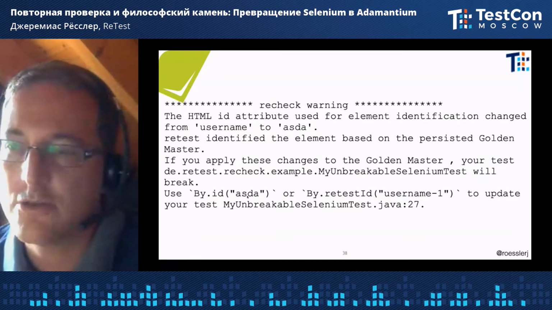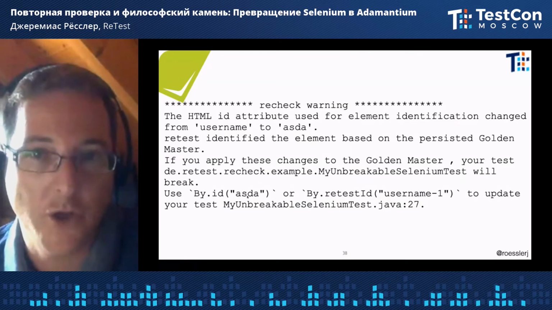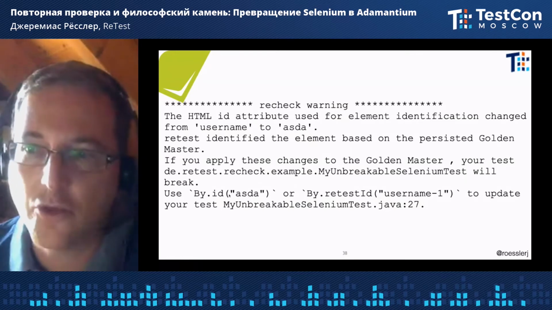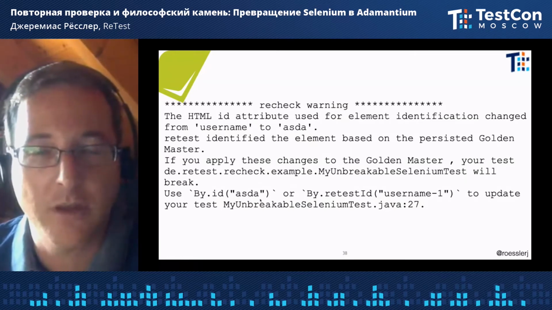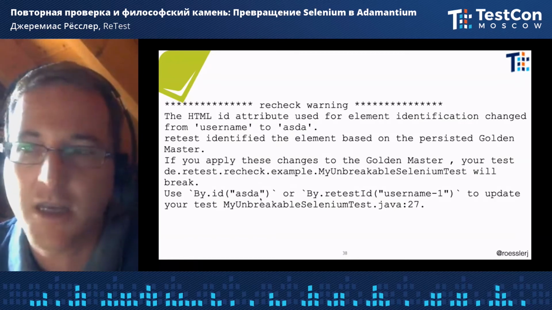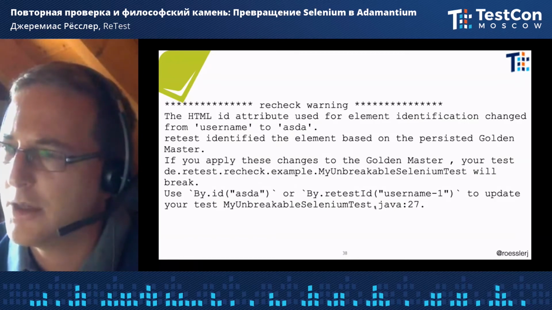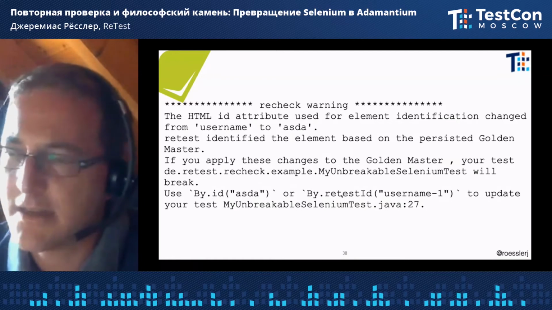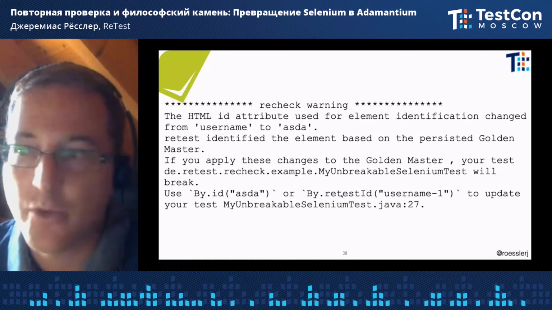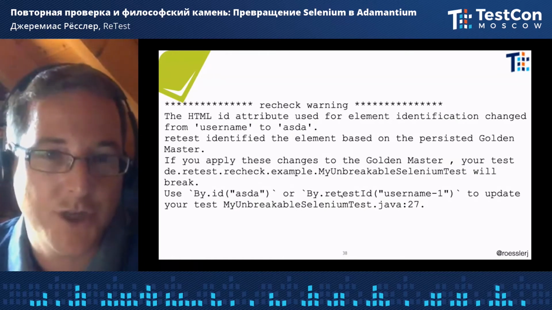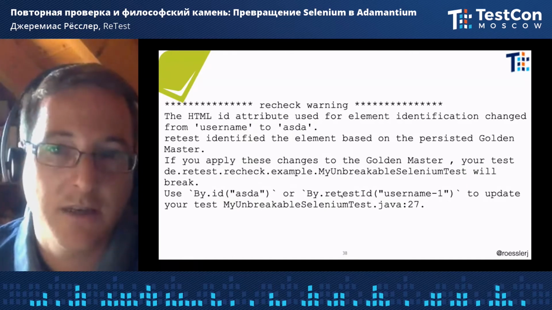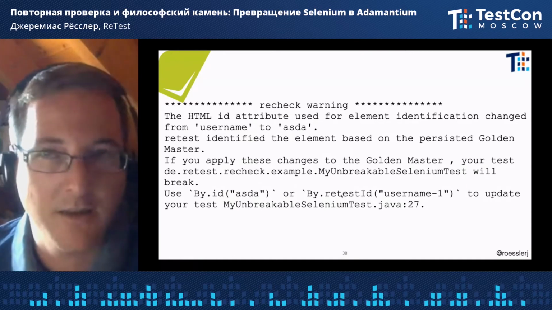So at some point you need to update the Java code, the test code. Either you use the new ID, and with a commercial tool we can even do that automatically, or you use the retest ID instead. And with that, you won't ever have to change the ID in the test case ever again.